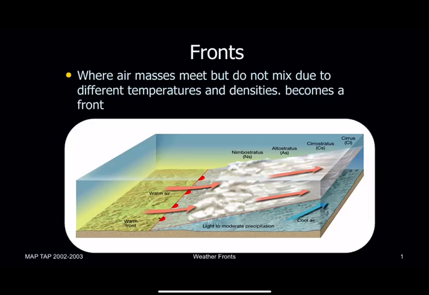Today we're going to learn about fronts. A front is where air masses meet but do not mix because, well, their temperatures are different. And because the temperatures are different, so are their densities. And this is how a front is formed.